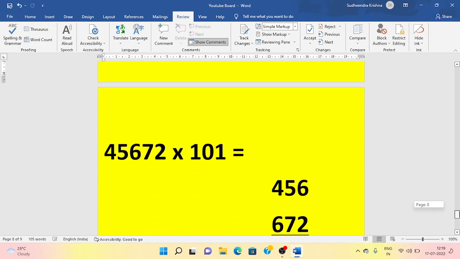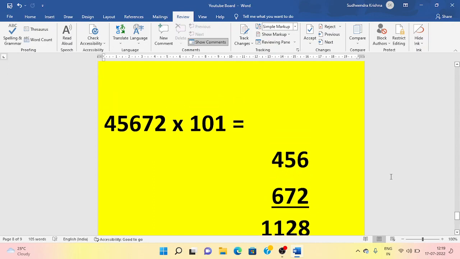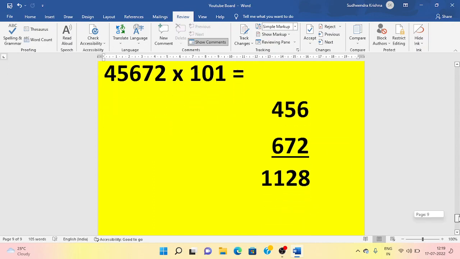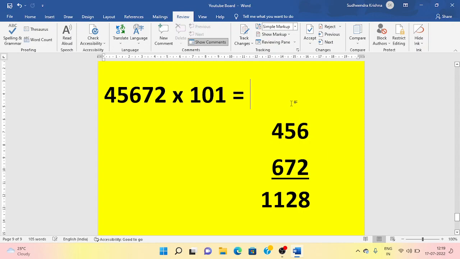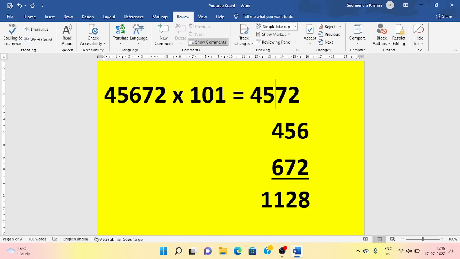Now let us go to the next number. 45,672 into 101. So to get the right portion of the answer, put this 72 as it is. Now to get the left portion of the answer, put this 45 as it is.